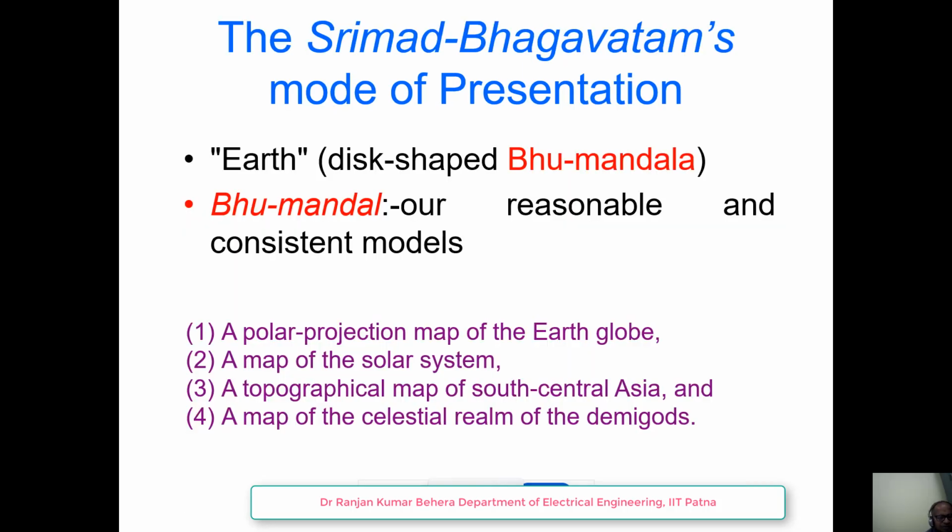If you see in the Srimad Bhagavatam, the presentation of Vedic cosmology is given very greatly, and it is proved today by NASA and many other space researchers. So Earth is disc shaped, as already given in the Bhumandala. The Bhumandala consists of a polar projection map of the Earth globe, a map of the solar system, a topographical map of South Central Asia, and a map of the celestial realm of the demigods. That is why we say Bhu Bhuva Swaha. Bhu means Bhumandala or Earth.